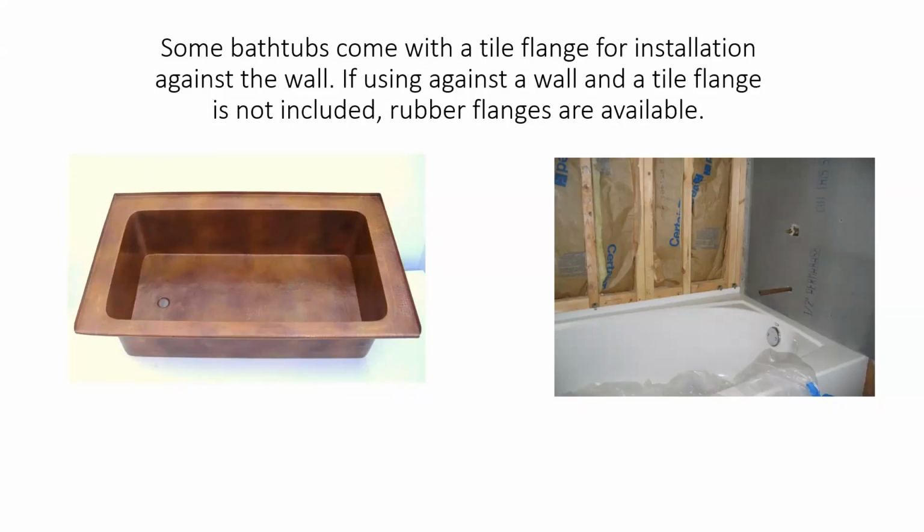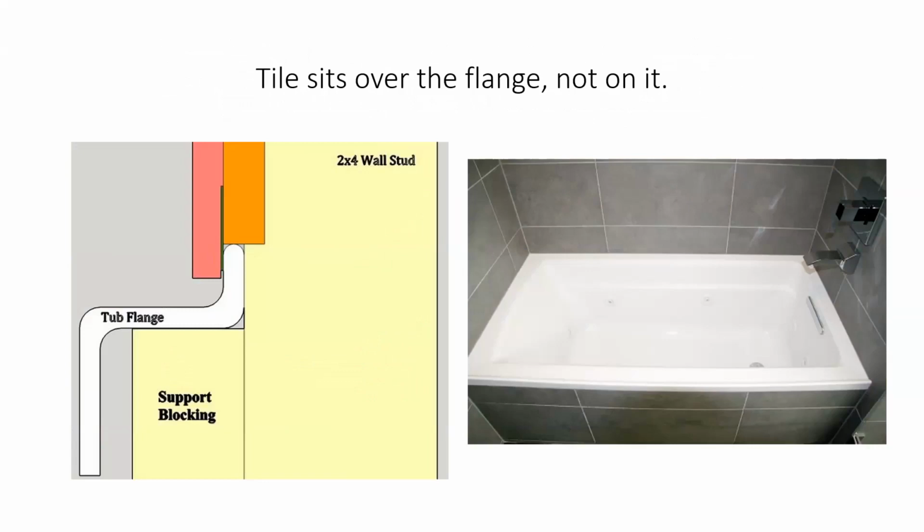However, the tub on the right has a tile flange on the back, but I don't see one on the right. So that backer board may have been installed over it, or this may have been a tub that only came with the flange on the back. And it's important to know this because your tile is going to sit over the flange, so as the water runs off the tile, it's not running down on top of where the tub meets the backer board.